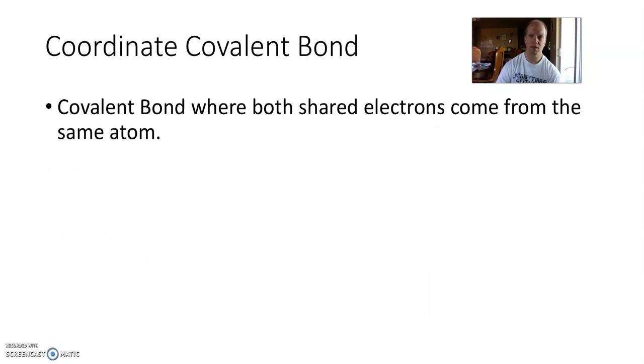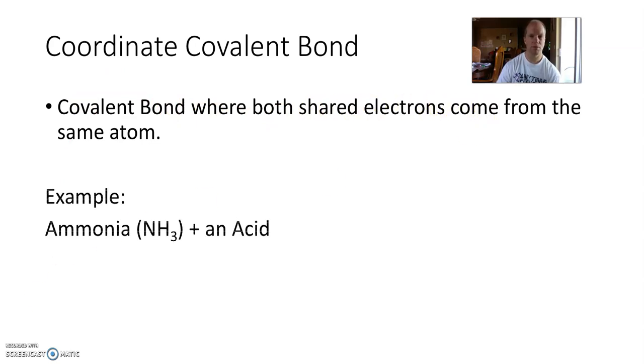All right, one last thing, and this may be new, you guys. This is called a coordinate covalent bond. And it's kind of a weird thing, but it's also something that happens in chemistry. And there's a few cases where you just need to understand what's happening a little bit. So a coordinate covalent bond is where both shared electrons come from the same atom. So here's what I mean, you guys.